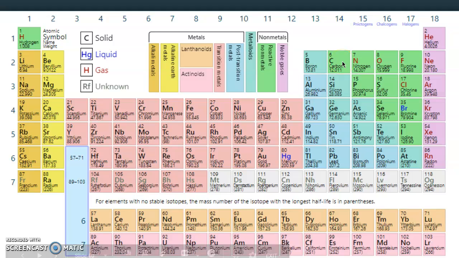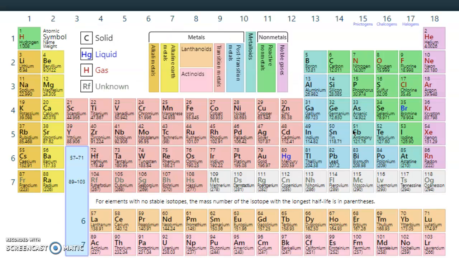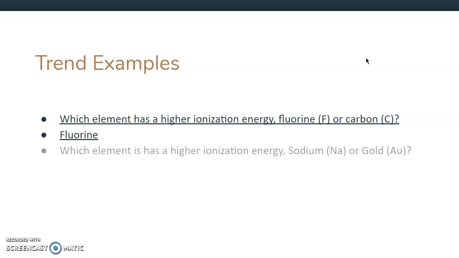And then we'd have to remember our trends. So our trend for electronegativity, we're talking about ionization energy, but it's the same trend, is increasing as we're going to the right and up. So if we look at carbon and fluorine, fluorine is farther to the right than carbon, so it would have a higher ionization energy.